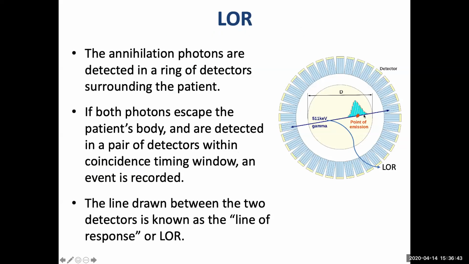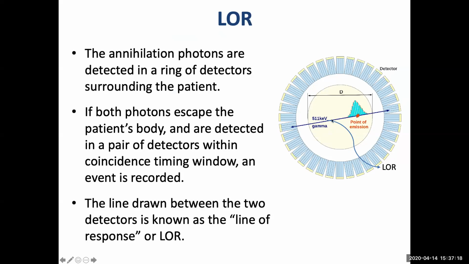The two annihilation photons here are detected in a ring detector surrounding the patient. If both photons escape the patient's body and are detected in a pair of detectors within the coincidence time window, almost simultaneously, you can say, an event is recorded. Otherwise, the event will be rejected. So these two photons should arrive at the detectors almost at the same time, within the timing window defined by the PET system.